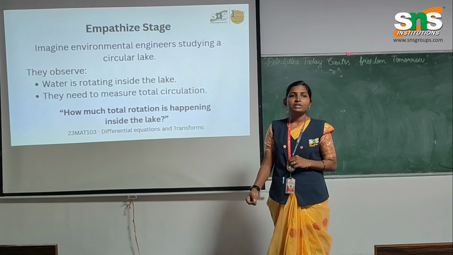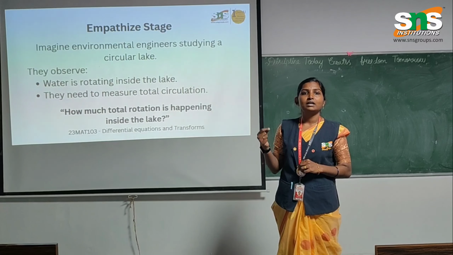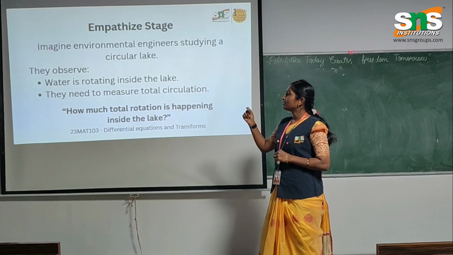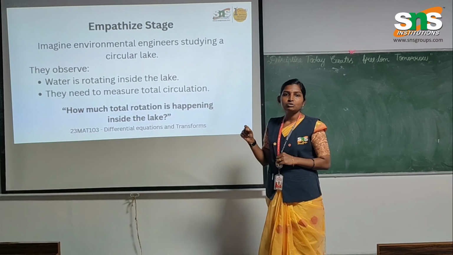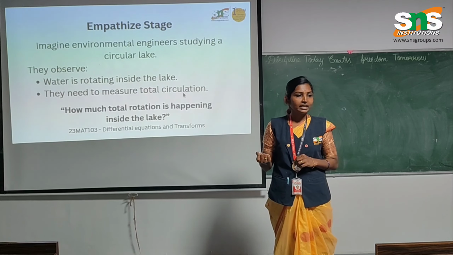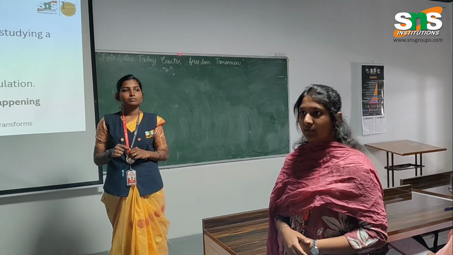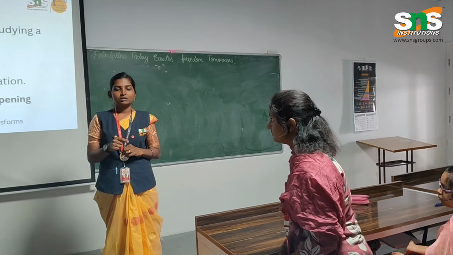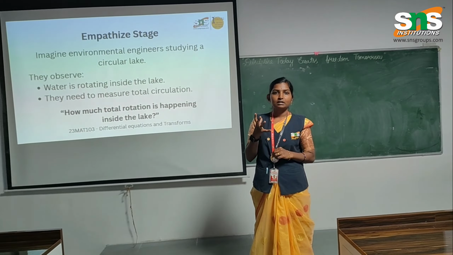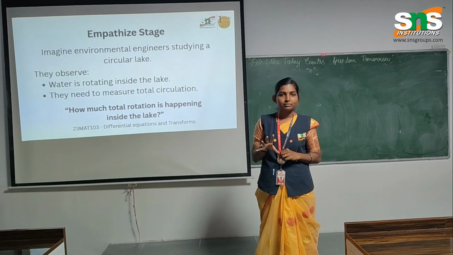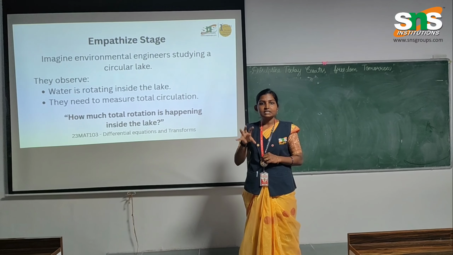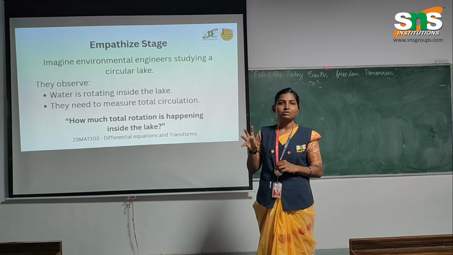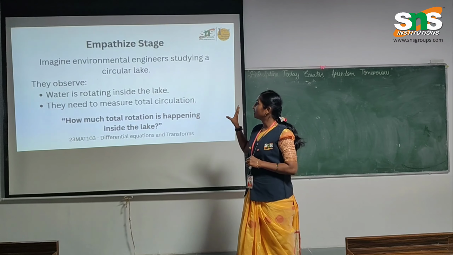In Green's theorem, how are we implementing this empathizing stage? First of all, we are going to imagine an environmental engineer studying a circular lake. What do you mean by a circular lake? A lake is in circular shape. It has the equation of a circle x square plus y square is equal to r square. It is just a lake which is in the shape of a circle. So we can imagine the lake as a circle here. That is what we are going to imagine, like an environmental engineer.